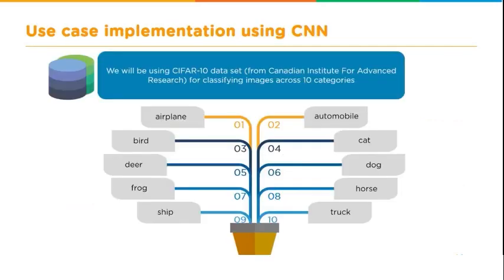So in our use case implementation using the CNN, we'll be using the CIFAR-10 dataset from the Canadian Institute for Advanced Research for classifying images across 10 categories. Unfortunately, it doesn't let me know whether it's going to be a toucan or some other kind of bird, but we do get to find out whether it can categorize between a ship, a frog, deer, bird, airplane, automobile, cat, dog, horse, truck. So that's a lot of fun.